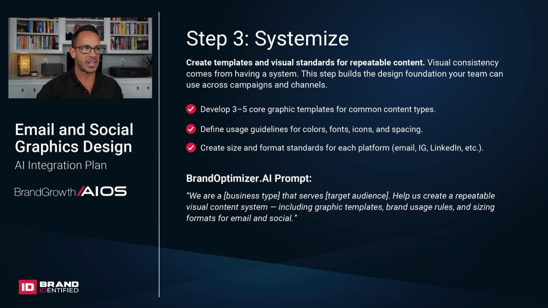So moving on to the next step, this is step number 3, and this is systemize. Create templates and visual standards for repeatable content. Visual consistency comes from having a system. This step builds the design foundation that your team can use across campaigns and all of your channels. So develop 3 to 5 core graphic templates for common content types, define usage guidelines for colors, fonts, icons, and spacing, and create size and format standards for each of those platforms like email, Instagram, and LinkedIn.